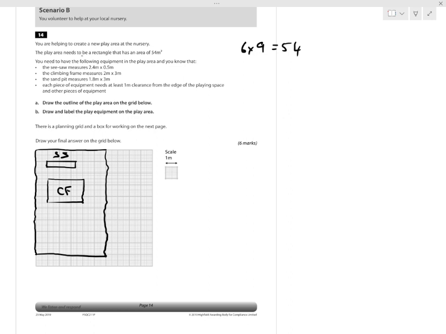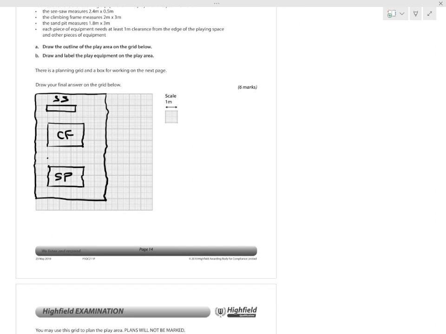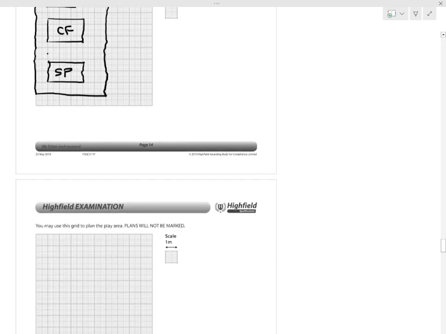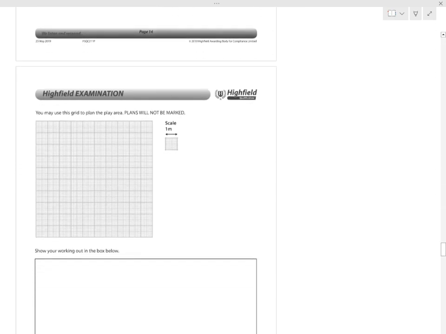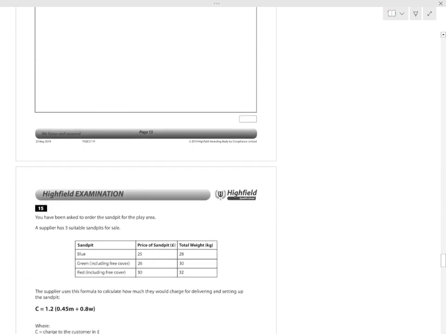So climbing frame that way, 2 by 3. And this was 1.8 by 3. So let's go from the end. 1.8 up to there by 3. Something like that. Sandpit. Yeah, it would be better with a ruler, of course. Oh, okay. We could plan it.